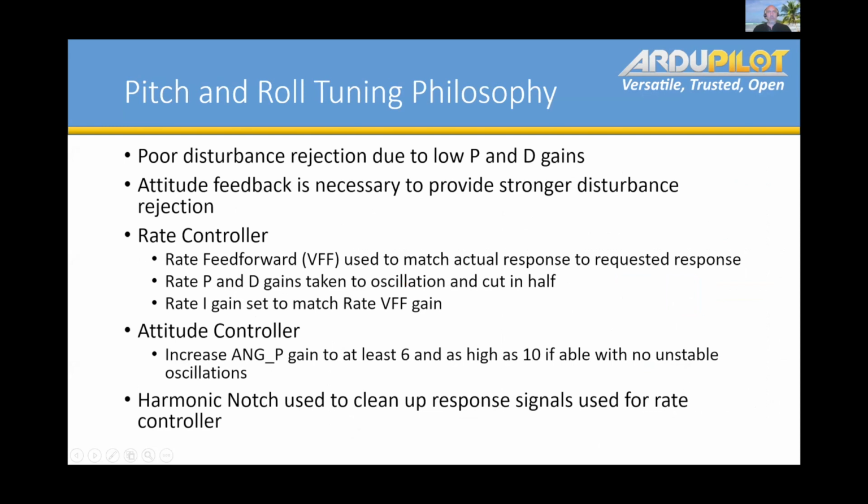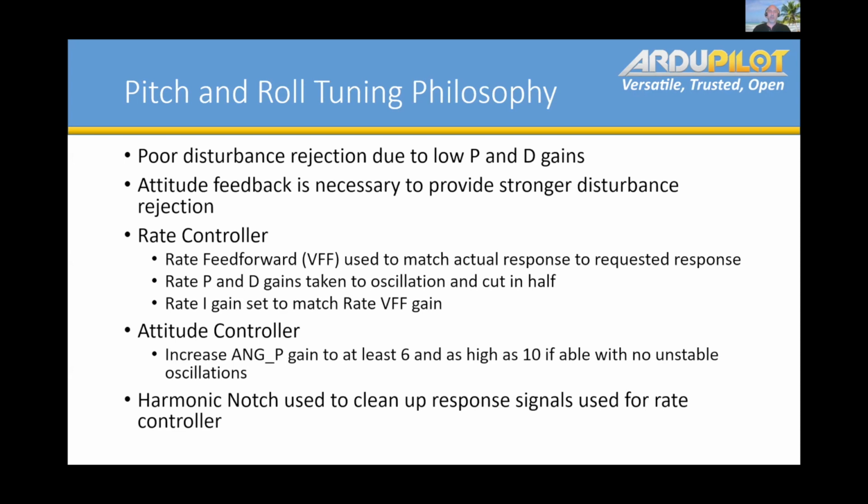As far as the pitch and roll tuning philosophy, I attribute a lot of your disturbance rejection and how well you can maintain the target response to how high you can tune your P and D gains. Remember, those provide strong resistance to the rotor or the aircraft deviating from the target response. Since we can't tune those very high, we have to rely more on the attitude feedback to provide stronger disturbance rejection and to improve how well the aircraft follows the target response.